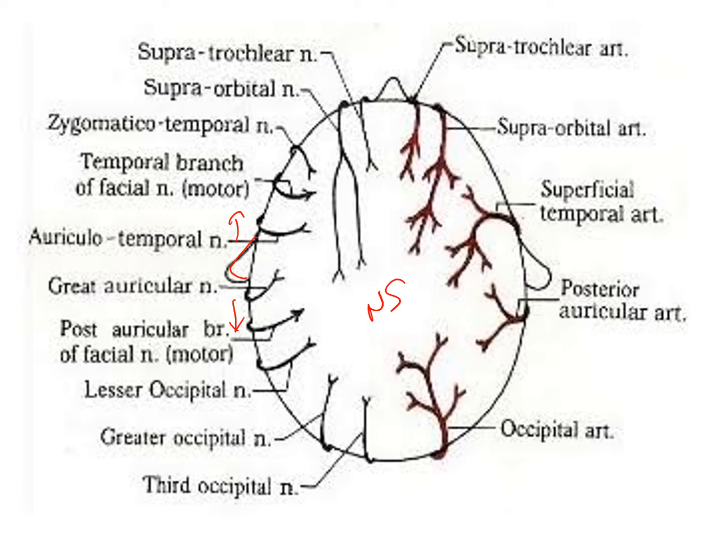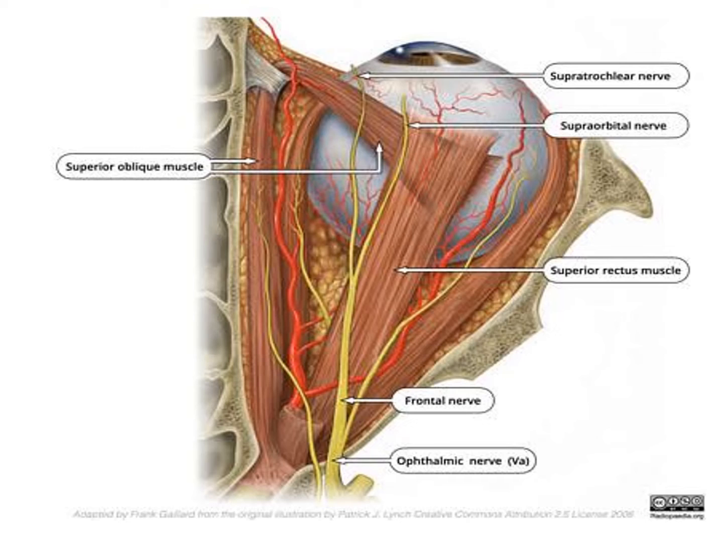The first nerves we are seeing here are the supratrochlear nerve and the supraorbital nerve. Both these nerves are sensory. Let us see the branches from where they originate. If you see here, this is the supratrochlear nerve and this is the supraorbital nerve. Both of them are originating from the frontal nerve. This frontal nerve is from the ophthalmic division of the trigeminal nerve, which is the fifth cranial nerve.